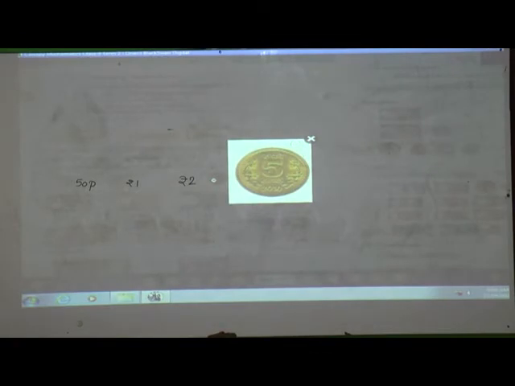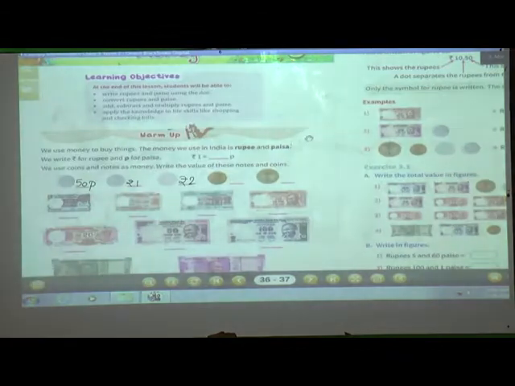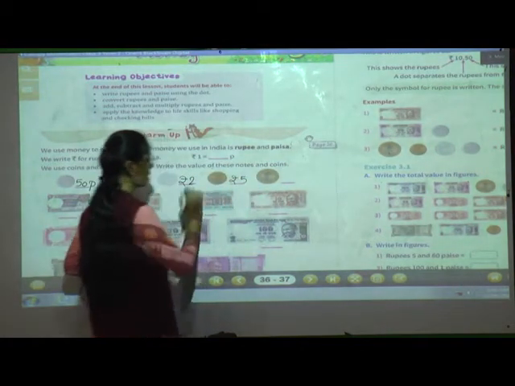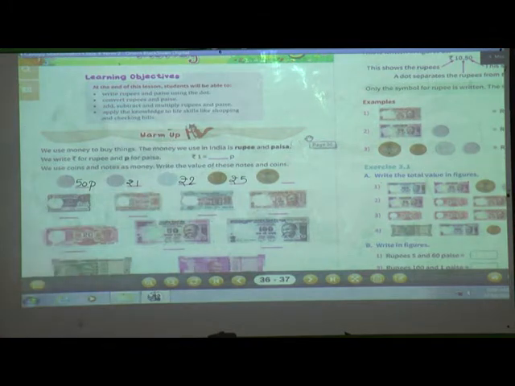Next, see what it is. Yes, it is a coin of 5 rupee. Here 5 is written on the coin, and below that the spelling is there, rupees. So it is a coin of 5 rupee. So here we will write rupees 5. Next coin. Yes, what is the value of this next coin?